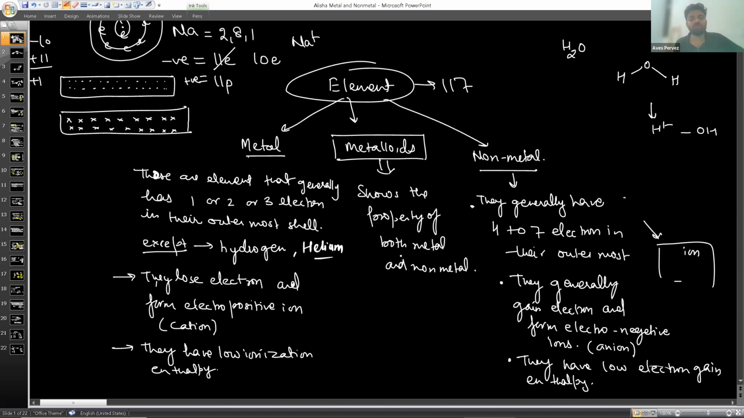Metalloids show the properties of both metals and non-metals. Non-metals generally have 4 to 7 electrons in their outermost shell. They generally gain electrons and form electronegative ions. They have low electron gain enthalpy. Note it down, but first, learn it.